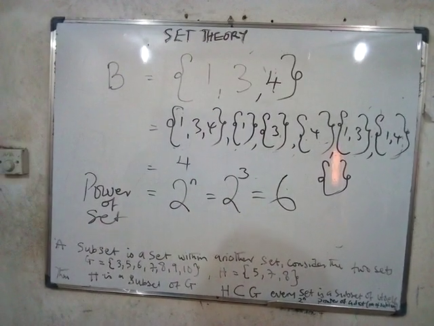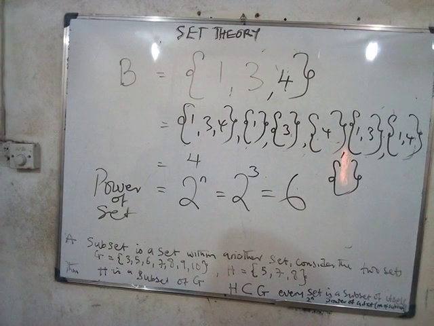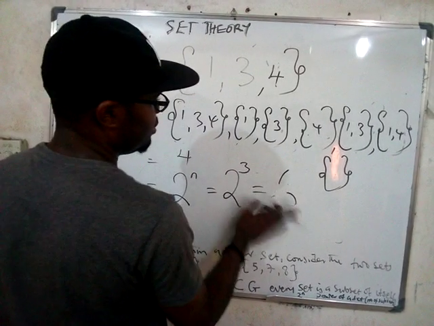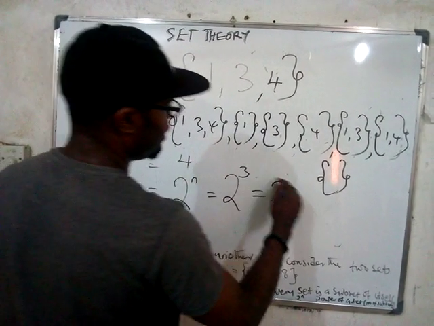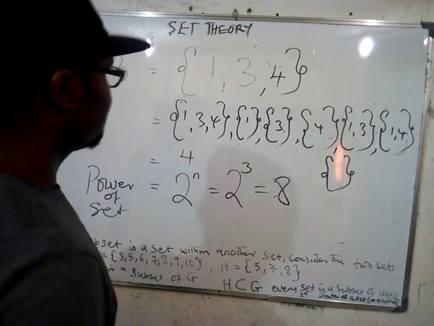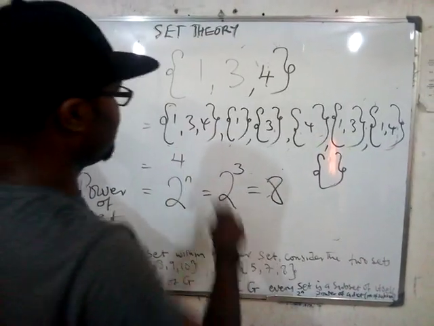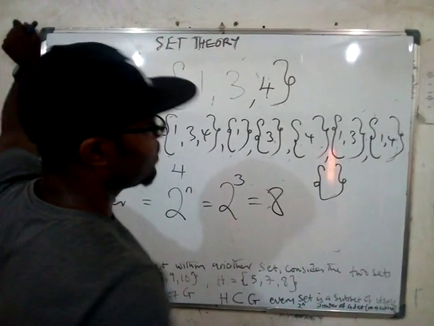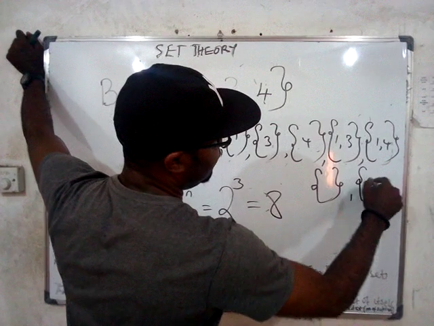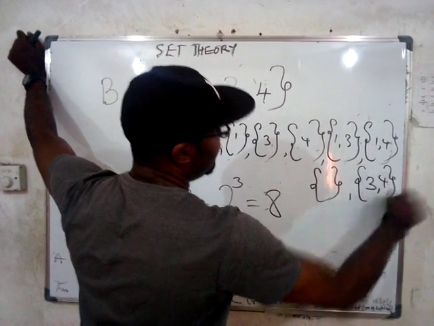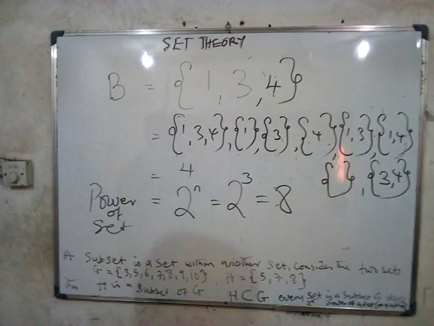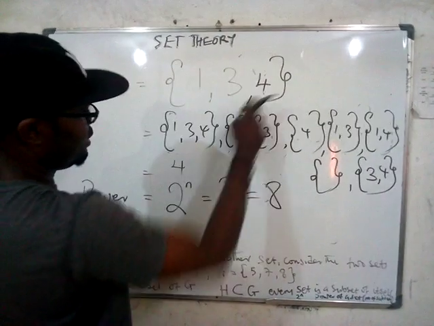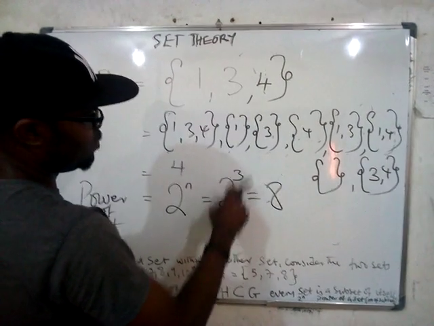Am I making a mistake? Where is the mistake from? 2 to power 3 is what? It's not 6. Yes, that's where the mistake is. 2 to power 3 is 8. You understand? So this has to have up to 8 subsets. So we have 1, 2, 3, 4, 5, 6, 7. So it's remaining 1. So we need to also have the subset of 3 and 4. So these are the subsets. You understand? It must have 8 because we have 1, 2, 3 elements. It's going to be 2 to power n, which is 2 to power 3.